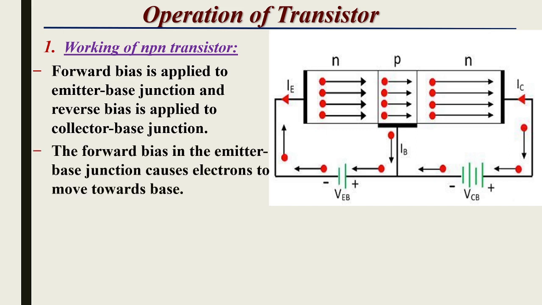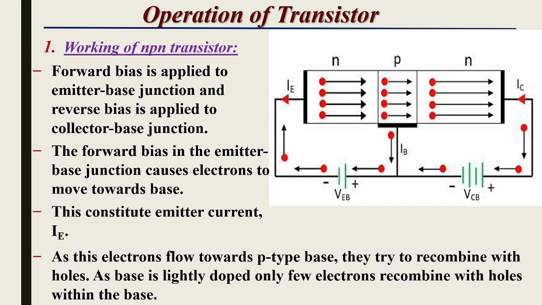The forward bias in the emitter base junction causes electrons to move towards the base. That means the negative terminal of the source repels or forces these electrons to move towards the base junction. This constitutes the emitter current IE. As these electrons flow towards the p-type base, they try to recombine with the holes. This p-type material has only a very small number of holes, so the free electrons try to recombine with the holes available in the p type.